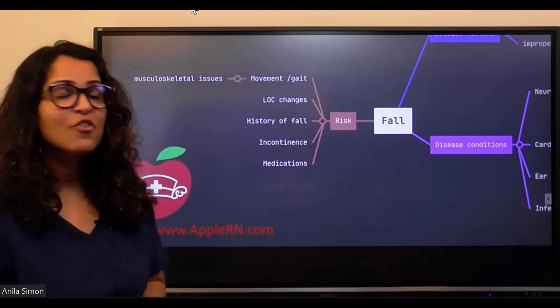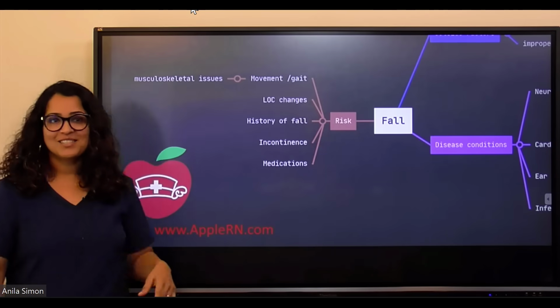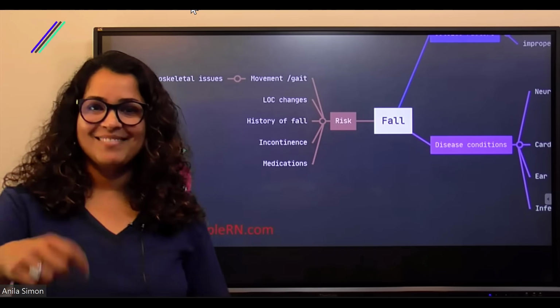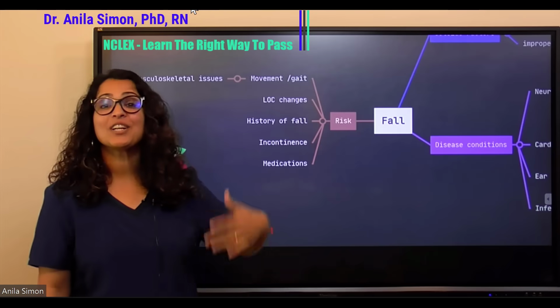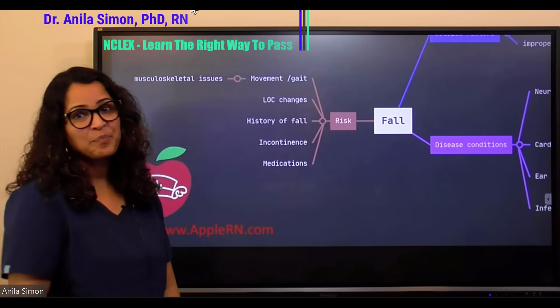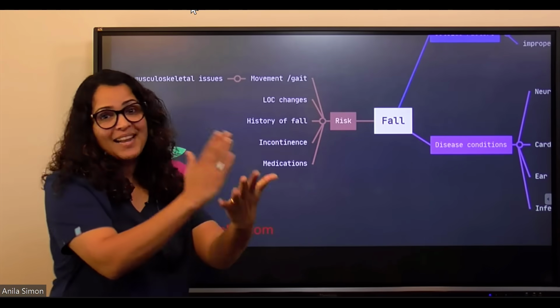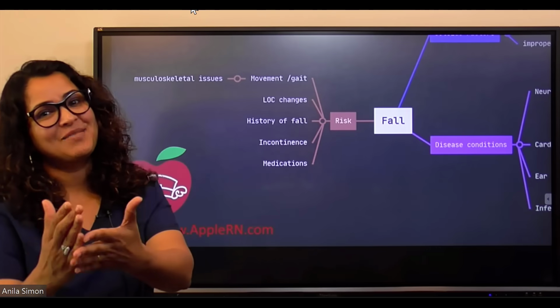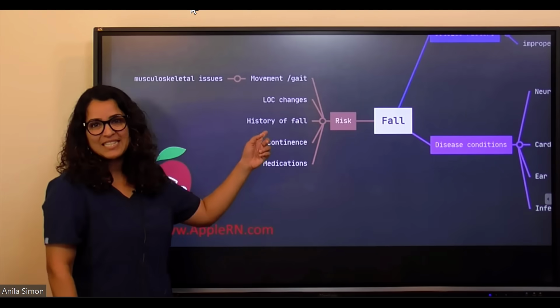Okay, level of consciousness changes. LOC is level of consciousness. It's just my way of writing small things. That level of consciousness, right? This confusion and all those problems which could be there. History of fall. Okay, if you already have a history of fall, man, I'm going to put you in fall precautions because I don't know what's going on, right? So that itself will give me a risk.